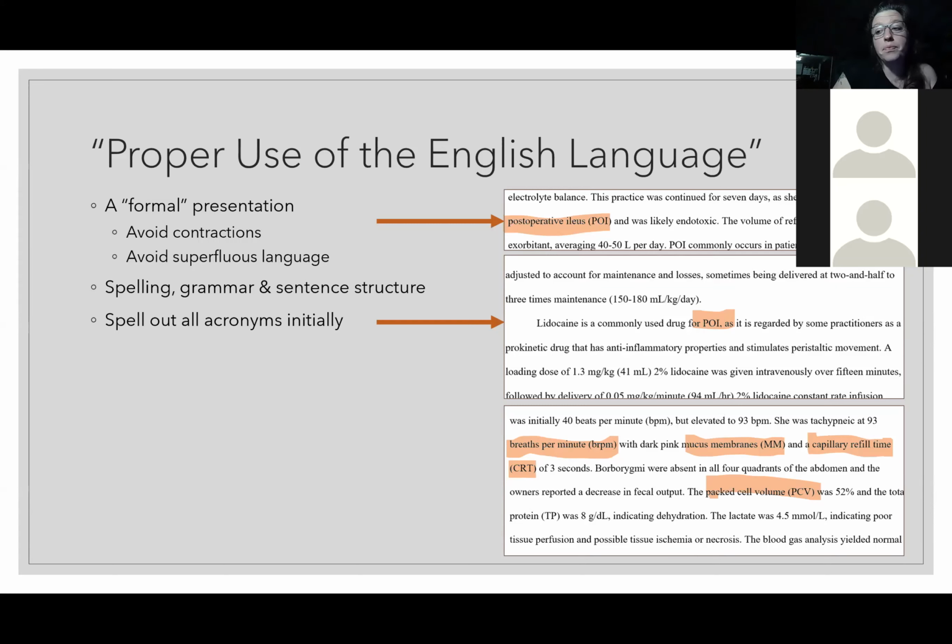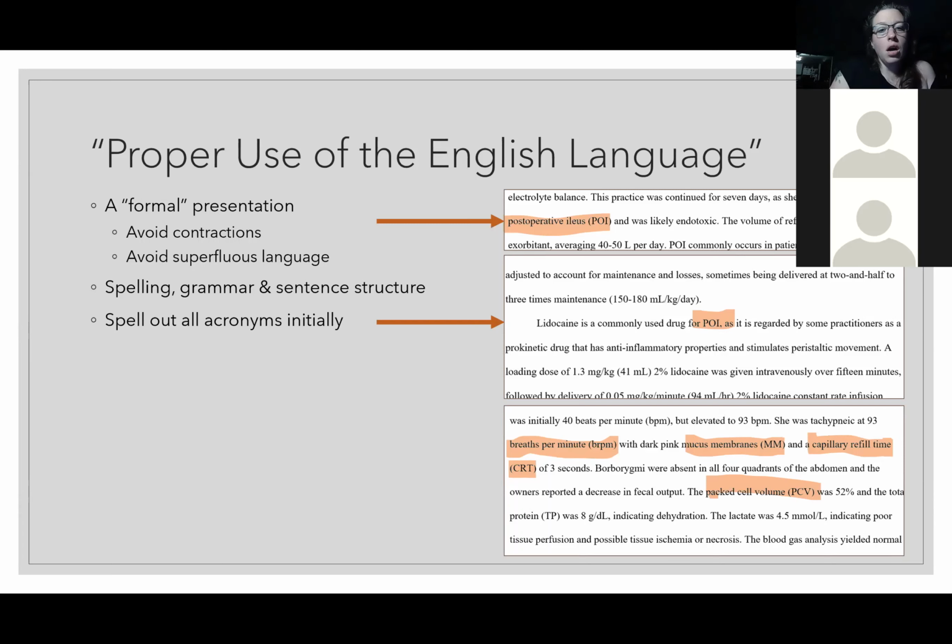You also want to avoid superfluous language, flowery language. That's why I said superfluous instead of flowery. You want to avoid that level of talk. It just ends up gumming up your work, and it doesn't add to your case report.